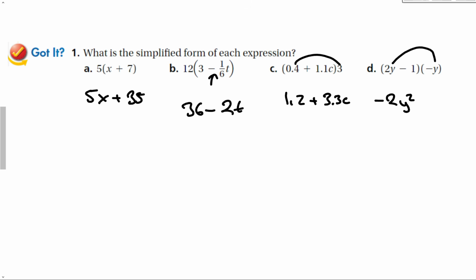If that was a little confusing, we're going to go over more with combining variables a little bit later. And then negative 1 times negative y is going to be a plus y. Negative times a negative gives me y positive.